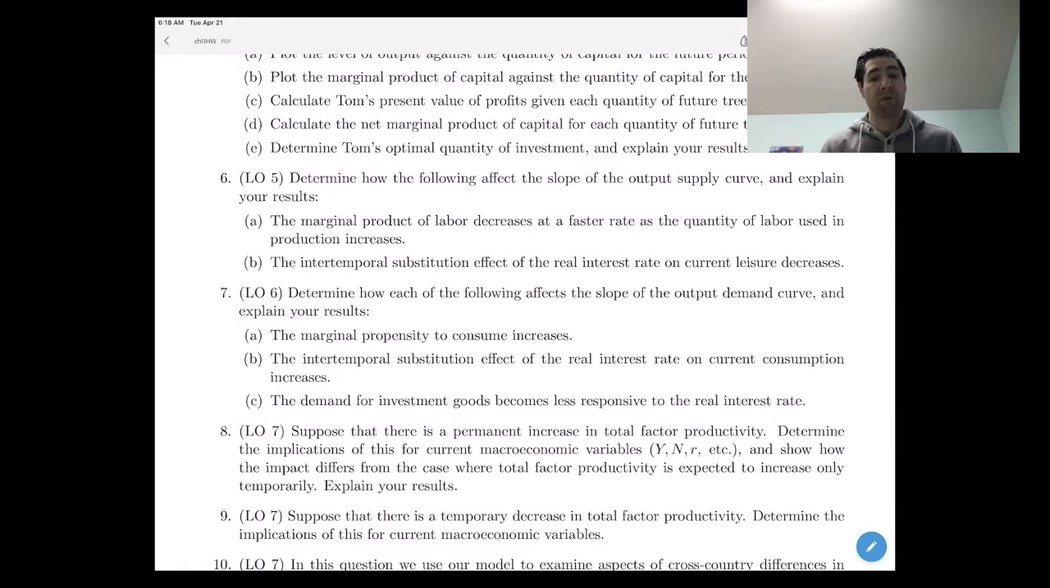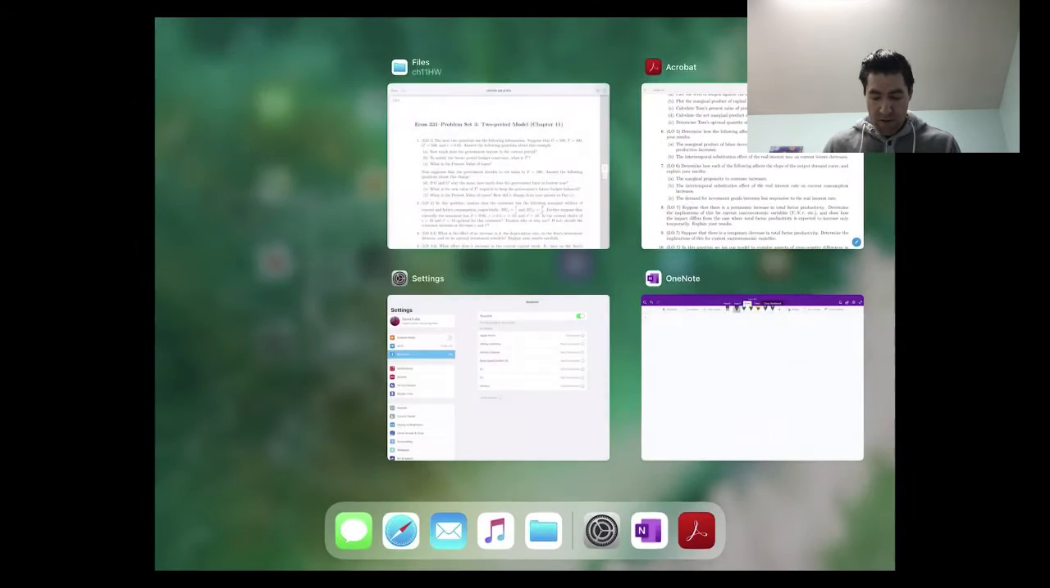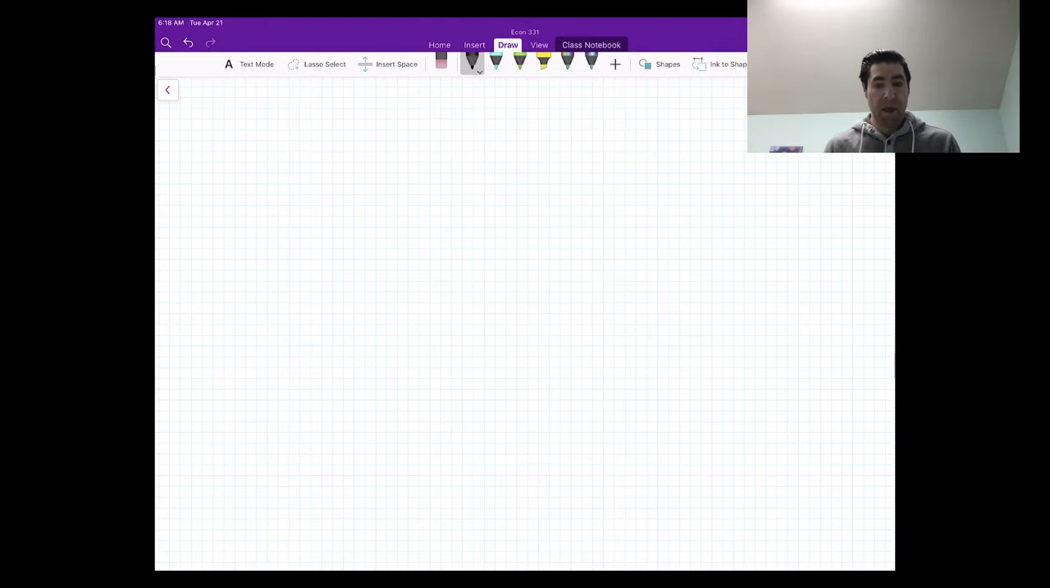So in this question, we're trying to figure out, okay, well, what affects the shape of the output supply curve? And we've got two different options here. So I'm going to start with a brief reminder of how we got the output supply curve. How did we derive the output supply curve?